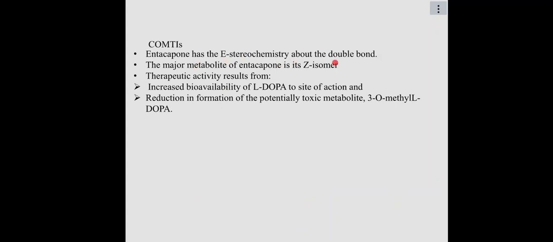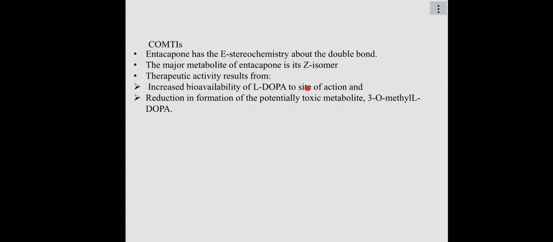Entacapone has stereochemistry about the double bond. Remember, again, when we have double bonds, we have the E and Z stereochemistry. And of course, remember E stands for trans and Z stands for cis. So we are saying you can have the big groups on the same side, or you can have the big groups on opposite sides.